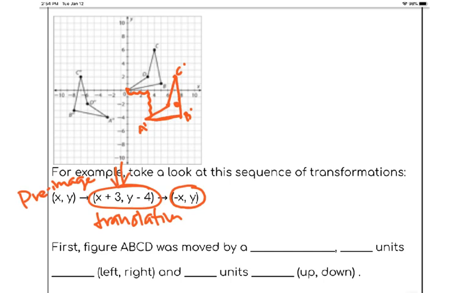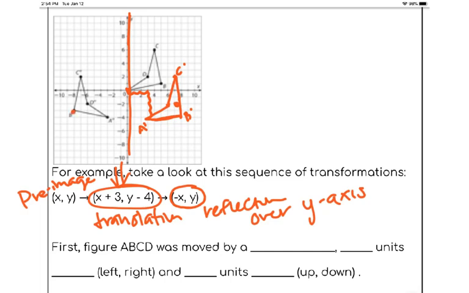But we also are asked to do something else, and it's negative XY. And so I can immediately notice that this is just a reflection over the y-axis. And that's where you end up with these new points. So that is a sequence of transformations. You did a translation, and then you did a reflection to end up with your final image. So it was moved by a translation.